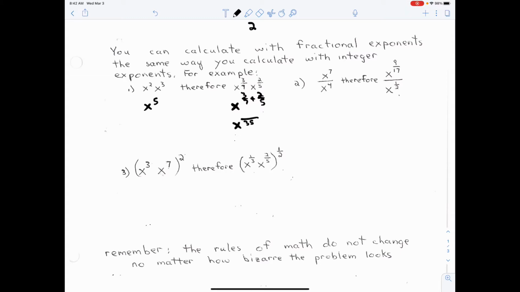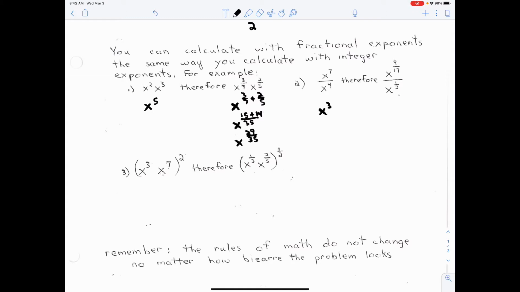And then on the first fraction, you multiply top and bottom by 5. And the second fraction, you multiply top and bottom by 7. So you get x to the 29/35 power. Okay, when you divide, what do you do? You subtract the exponents. So you would take 7 minus 4 as x to the 3rd.